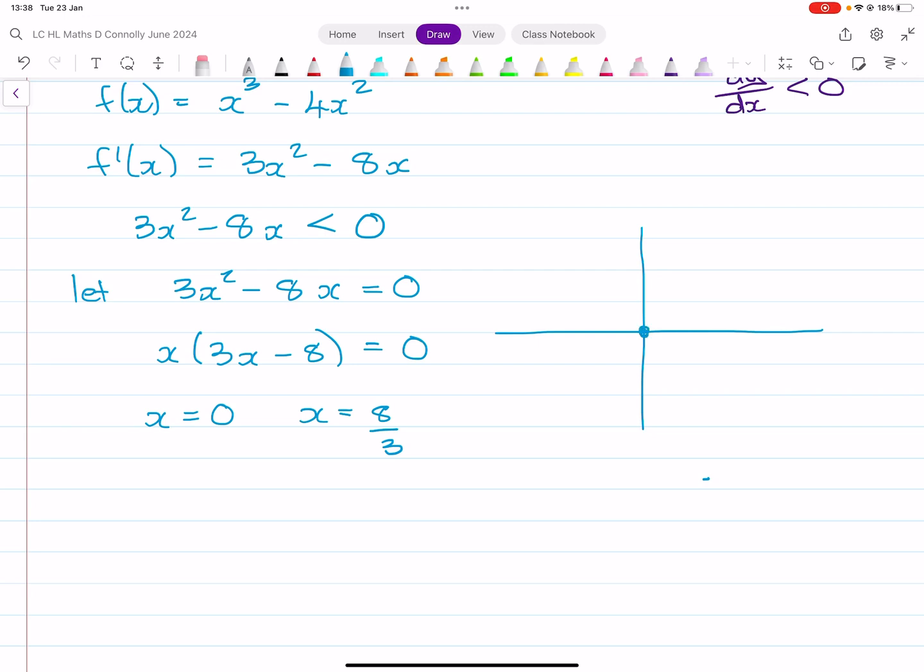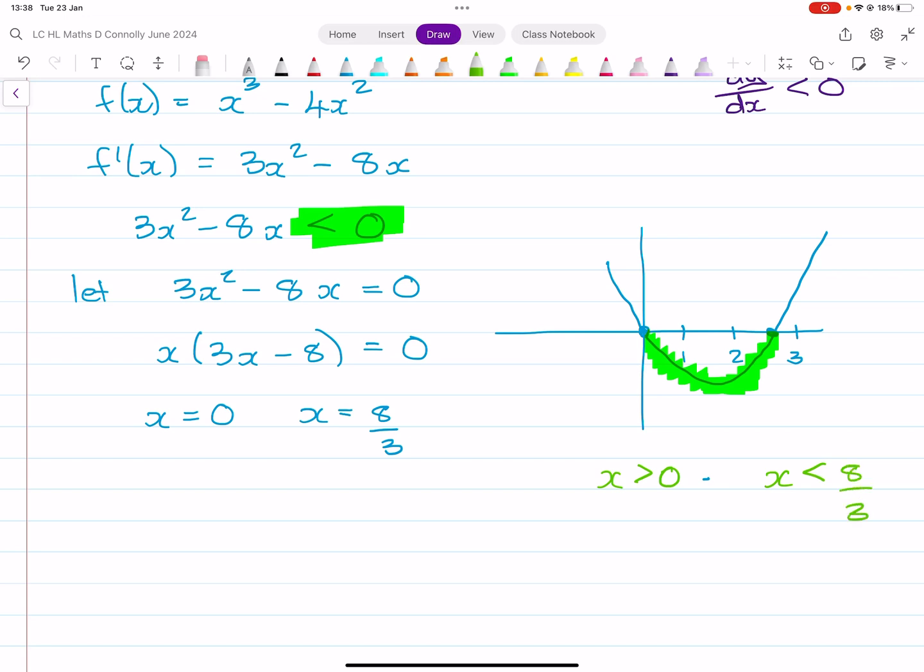8 over 3 is what, 2.6 recurring. So 1, 2, 3. It's like there somewhere. You draw your quadratic curve. And if you look here, we're looking for where it's less than 0, which is under here. So it is on the right of 0, so it's greater than 0. And it's on the left of 8 over 3, so it's less than 8 over 3.